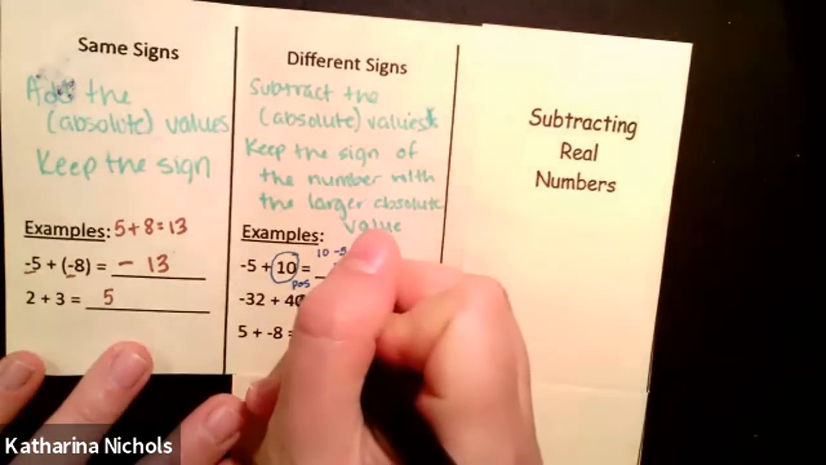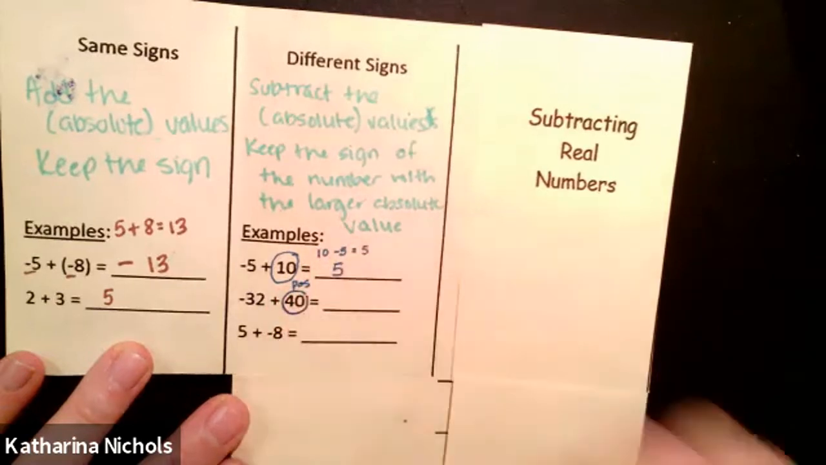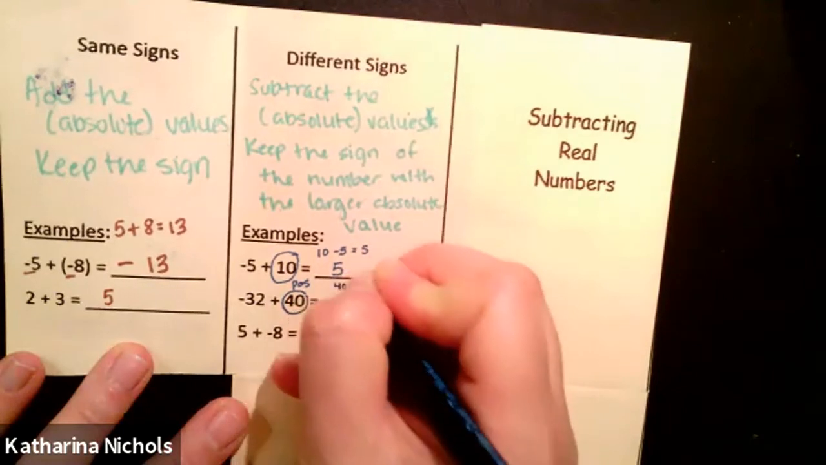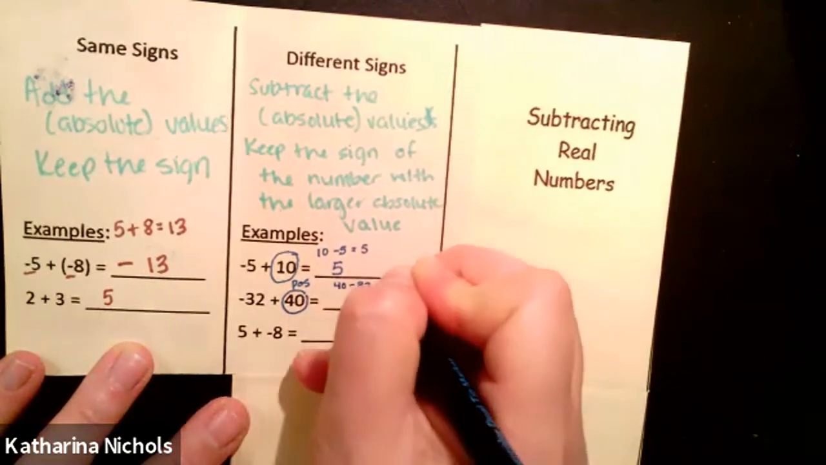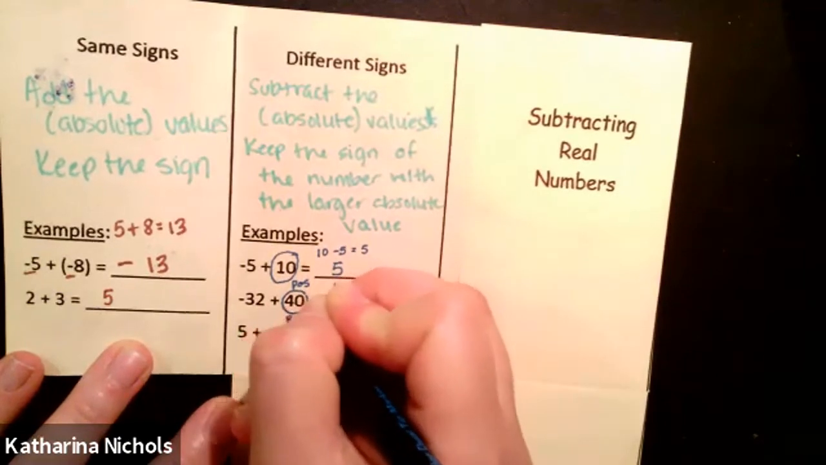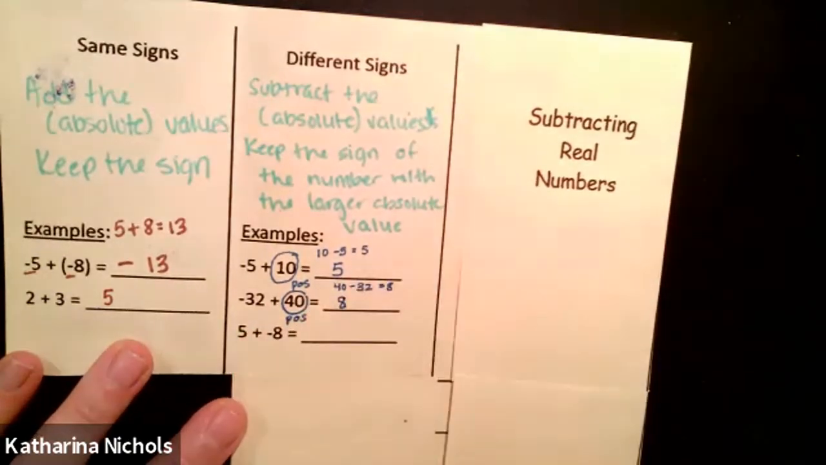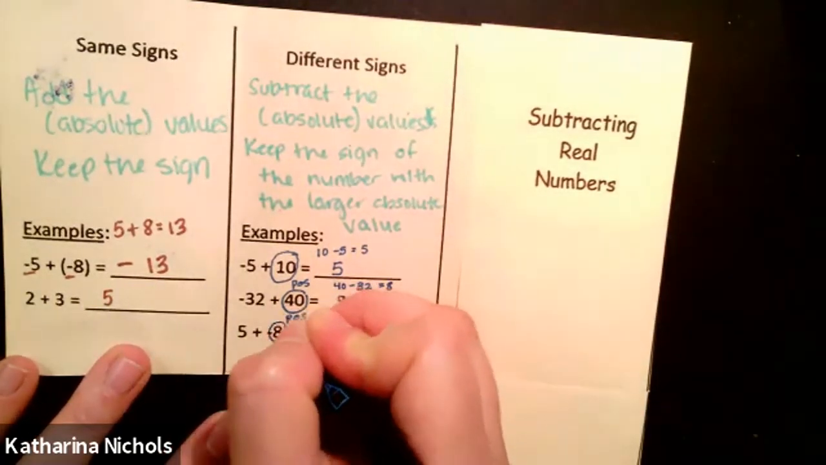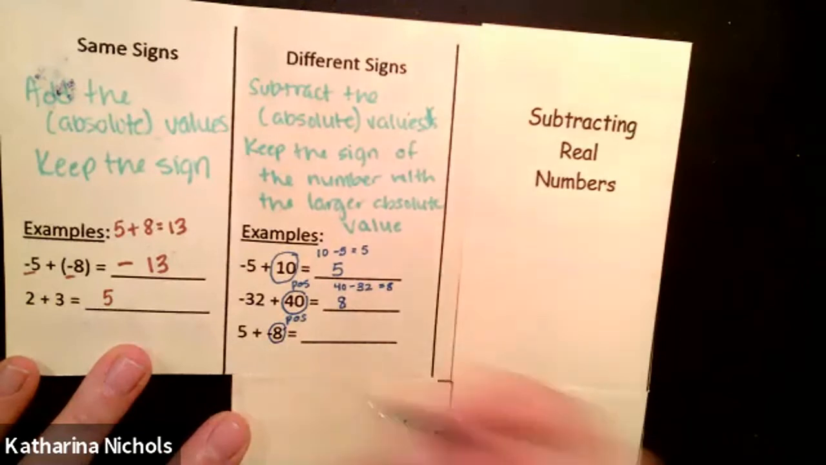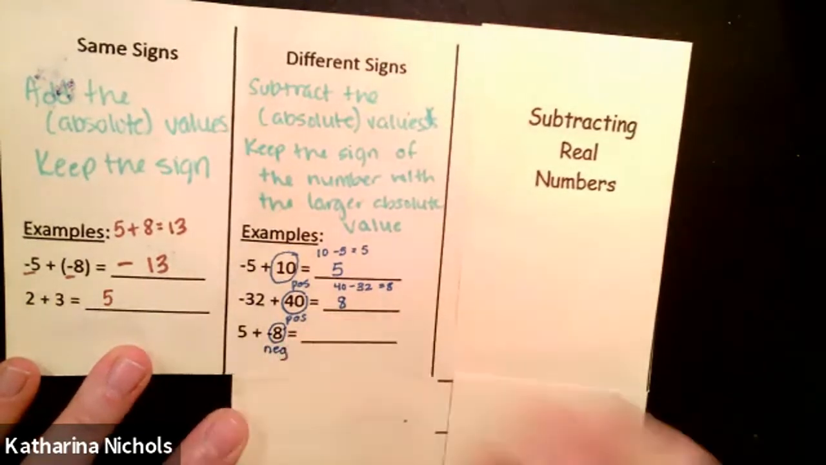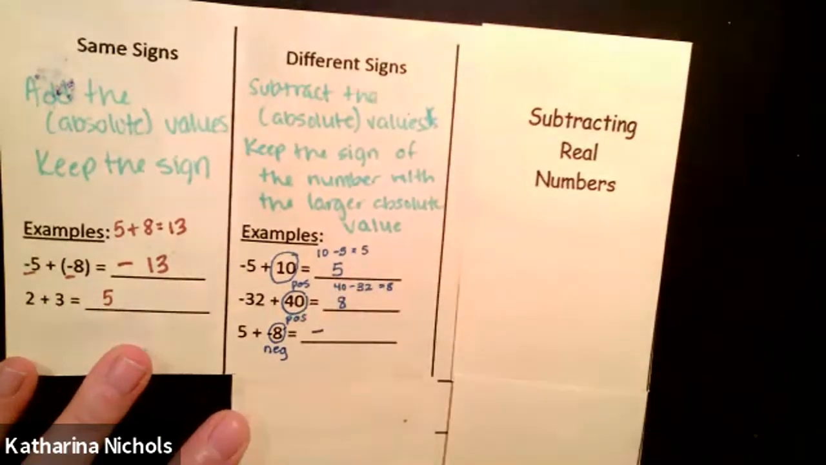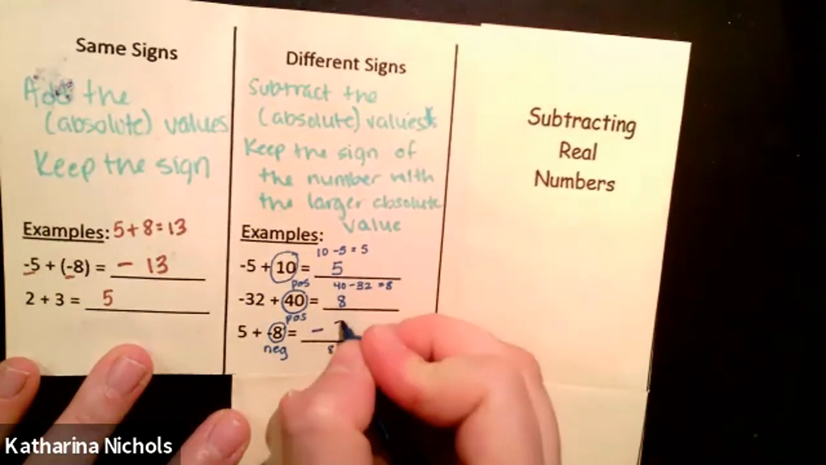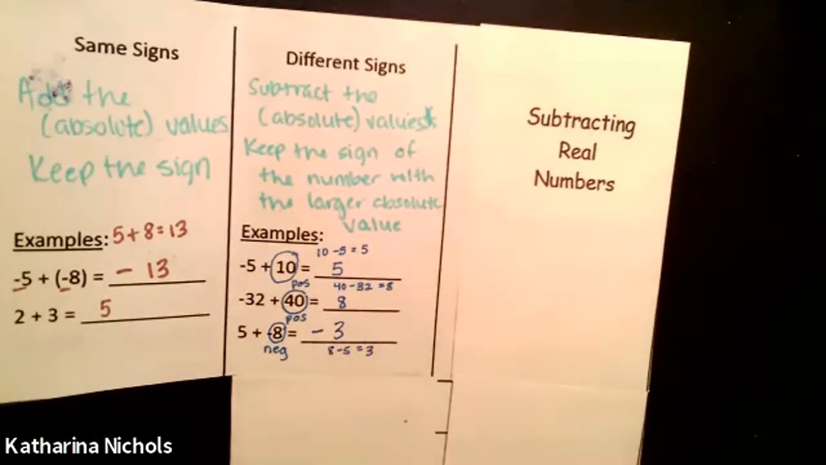-32 plus 40. 40 is a bigger number. So instead of thinking -32 plus 40, I'm going to think of 40 minus 32. That's 8. And since 40 is positive, 8 stays positive. Take a look at the last example, 5 plus -8. -8 has the bigger absolute value, so that means my answer is going to be negative. I can go ahead and put a negative sign there already. And then I think 8 minus 5, which is 3. It tells me that 5 plus -8 is -3.